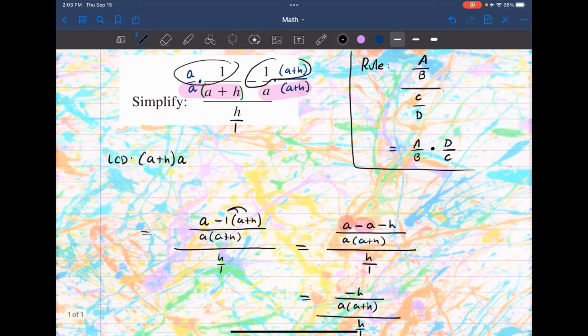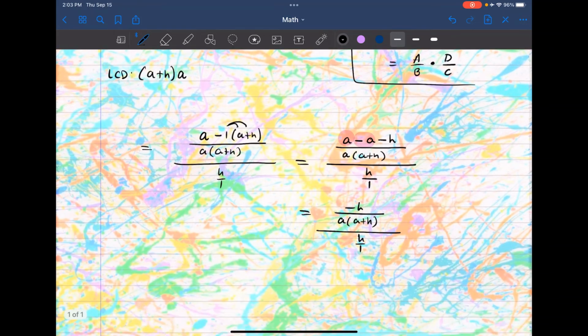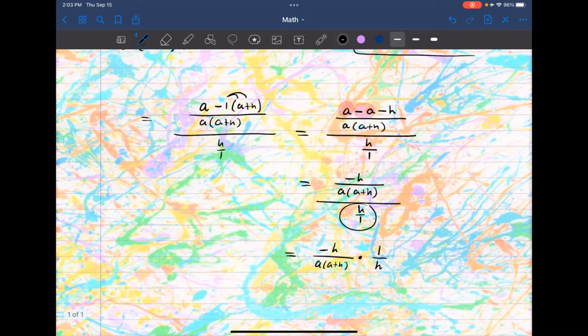And now we can use this rule above. Keep, change, and flip. So I keep negative h over a times a plus h. I change the division to multiplication, and reciprocate that, so it's 1 over h. And now you're not done. You're almost there. Here I also see that I have h and h common from top to bottom, so I can cancel them. So I'm left with the negative 1 on top, and on the bottom I just have a times a plus h. And now we're done.